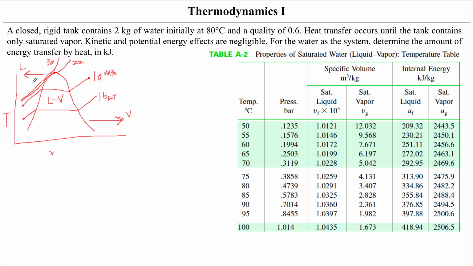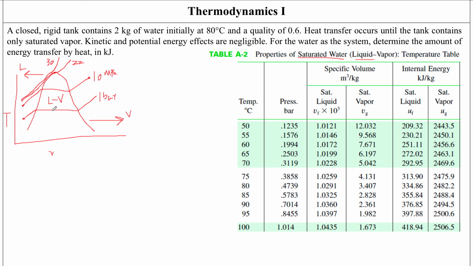If you're towards this side of the curve, you should be using compressed liquid tables. If you're within the liquid vapor region, you should be using the properties of saturated water, saturated propane, ammonia, and so on. This is the kind of table you should be using, the liquid vapor table. The name should indicate that clearly. And once you're on this side of the region, you should be using the superheated vapor table.